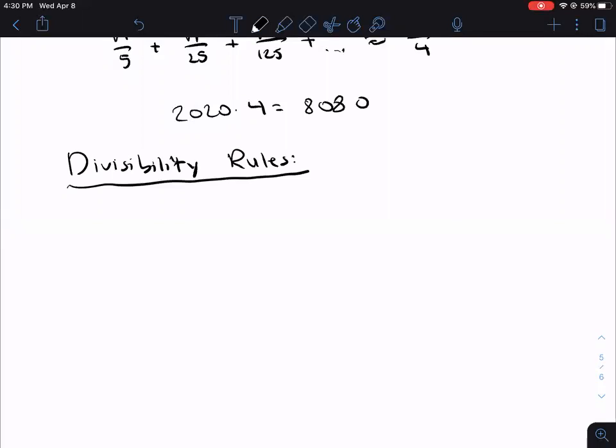So who knows divisibility rules? Like for 2, 3, 4, 5, all the way to, I guess, 11. Okay. So I guess we're just going to go through all of them. So for 2, yeah, it's just even. Okay. So this is even, and an easy way is the last digit.